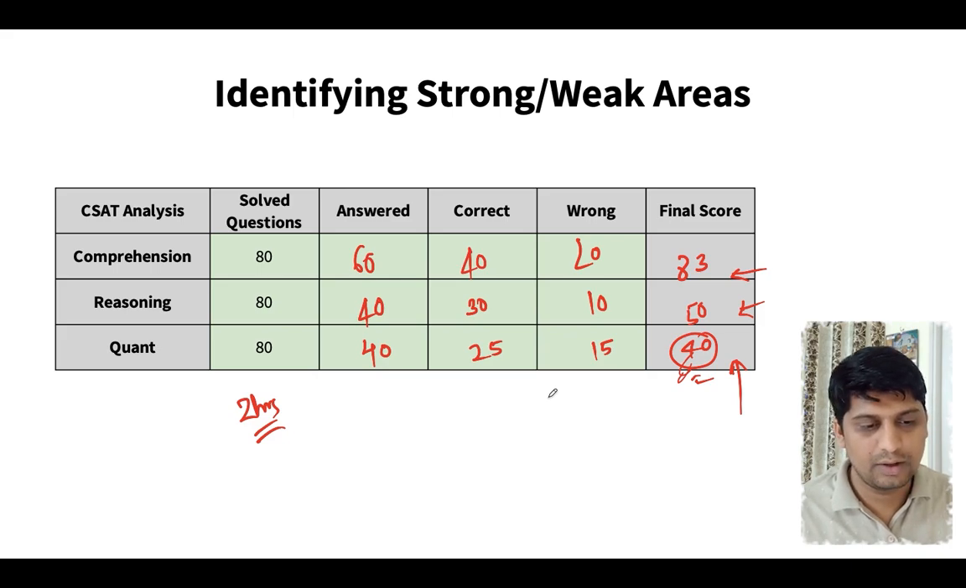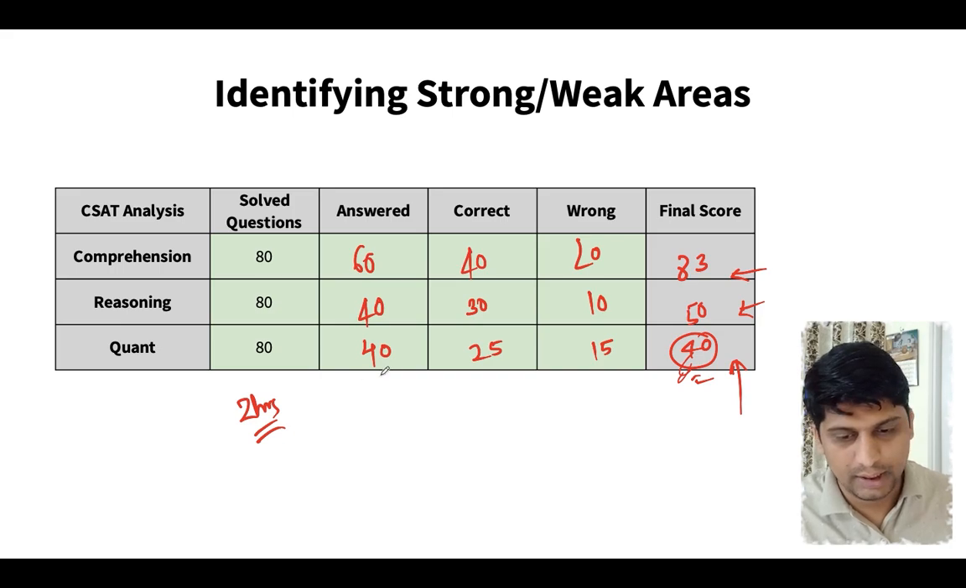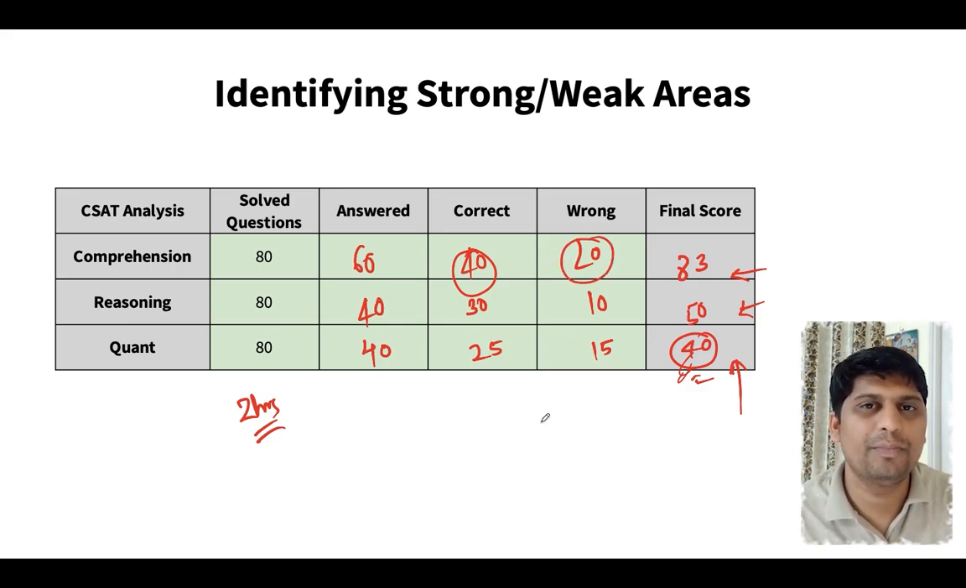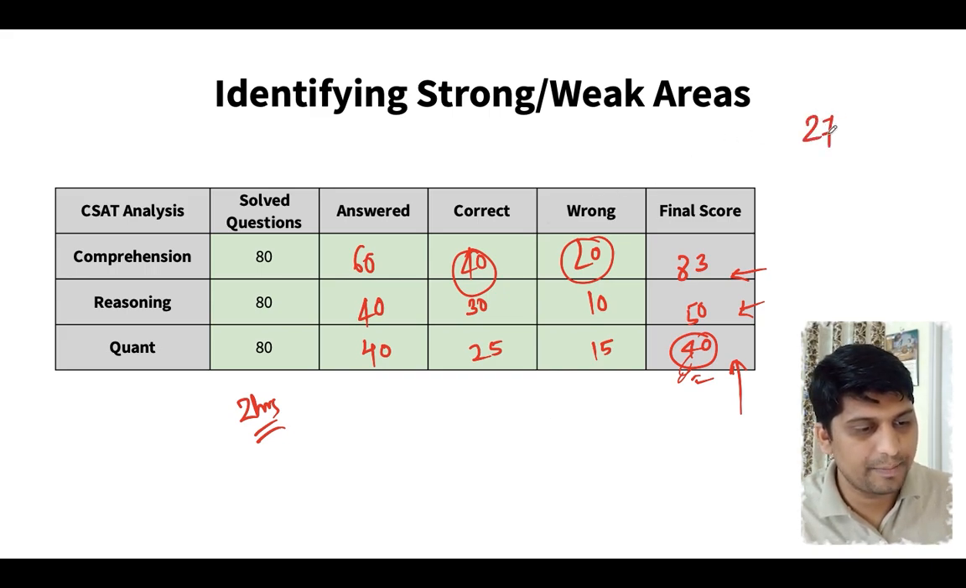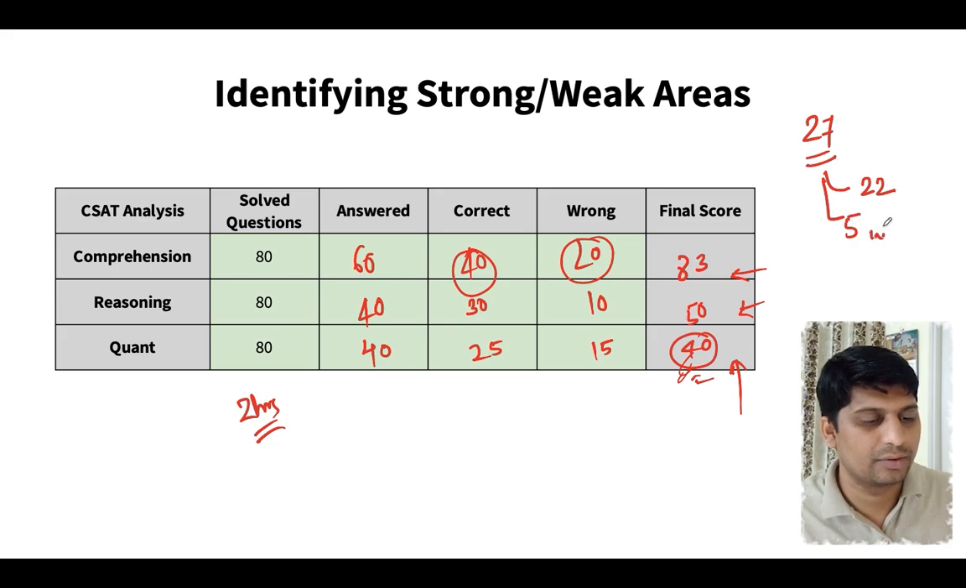Once you know this, what you're supposed to do next is that whatever is your strength, you have to make it perfect. Now in comprehension, for example, in this table, somebody is getting 40 correct and 20 wrong. Still, these are not good numbers. In comprehension, you can have very good accuracy. Like in the actual exam, they ask 27 questions. If you want to make comprehension your strength, then out of these 27, at least 22 should be correct and 5 can be wrong. So that's how a strong subject should act for you.